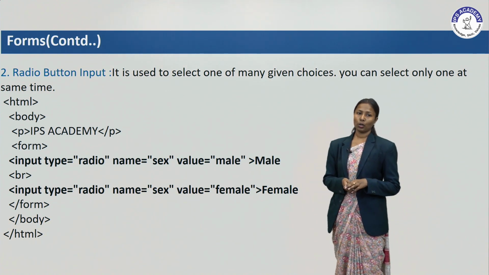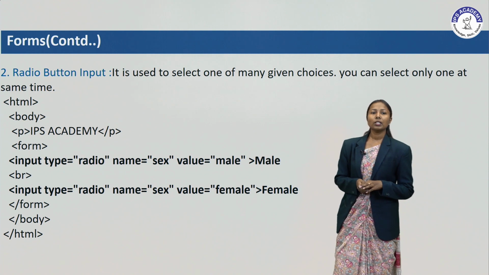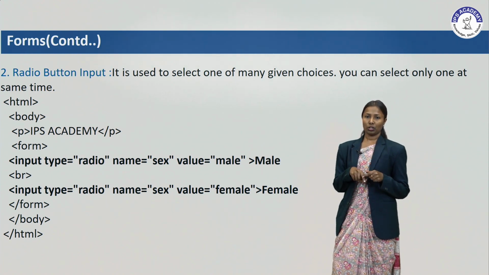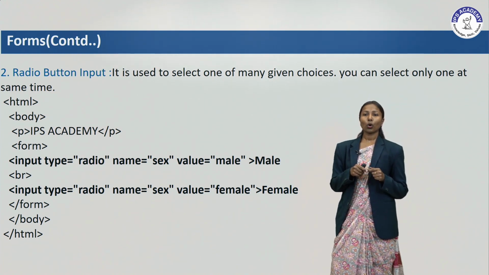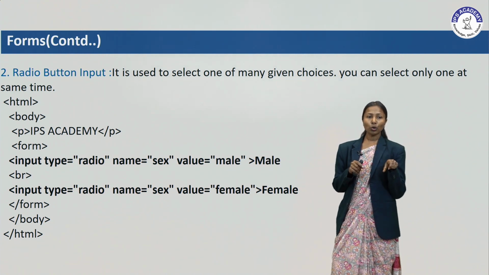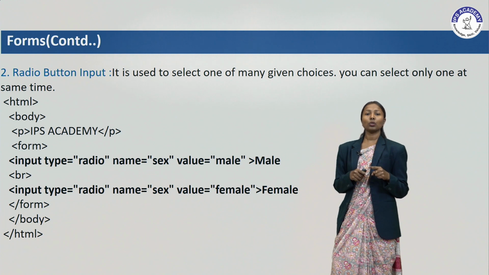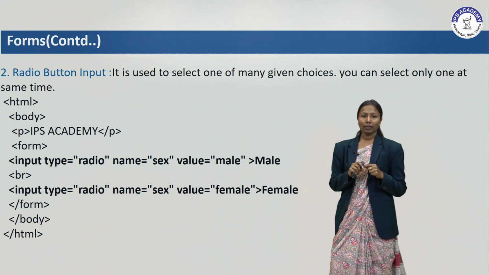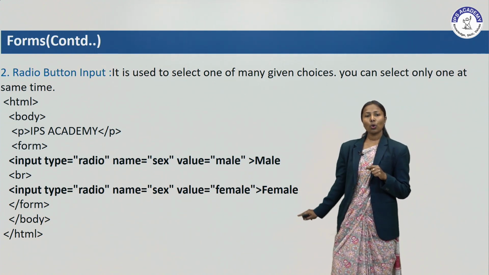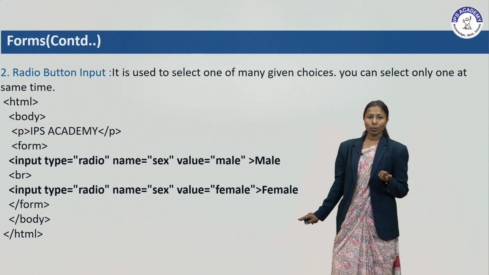element of form is the radio button. Okay, so the radio button is used to select one of many given choices. You can select only one at a time, which means there are multiple options, and if you want to select only one option then you have to use a radio button. Fine. So this program shows you how to create a radio button and when we use a radio button.